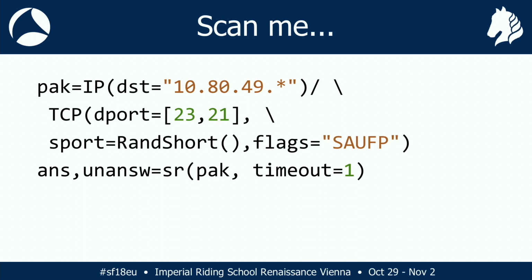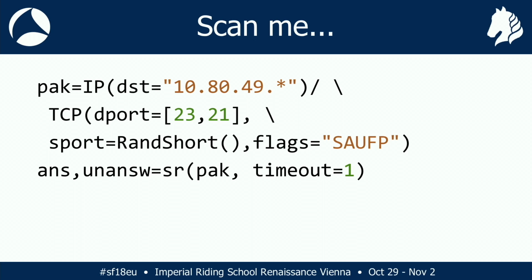We use 3 arguments there, a destination port. So we're using 23 and 21. We have a source port. For the source port, we use a function or method. I'm not a Python guy, so please bear with me when it's called a method or a function in Python. I don't know. Sometimes there is a difference or not. I have no idea, but I will call it function now. We call a function random short, so the source port will be a random one.